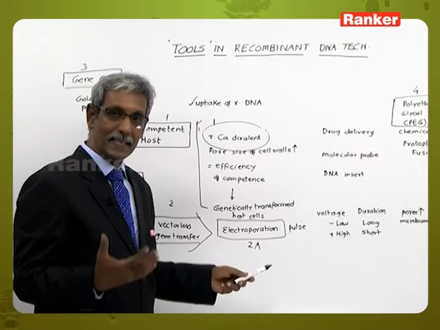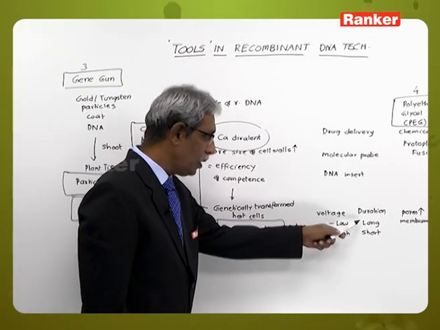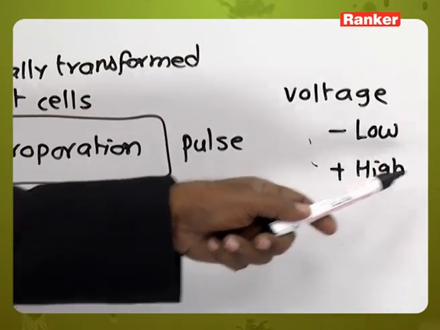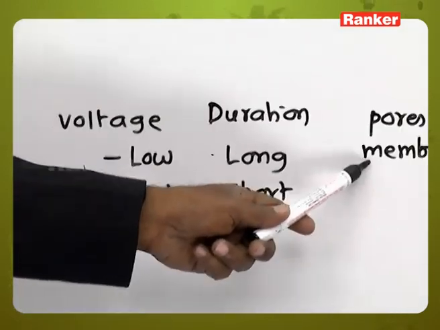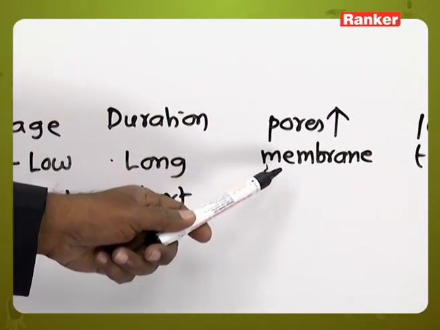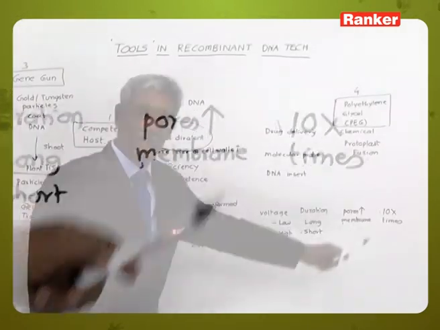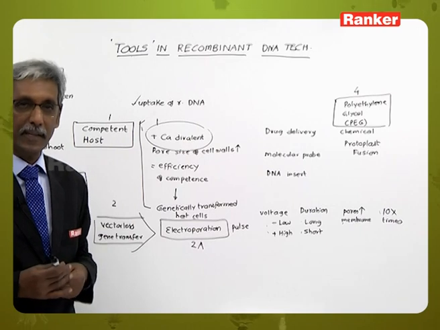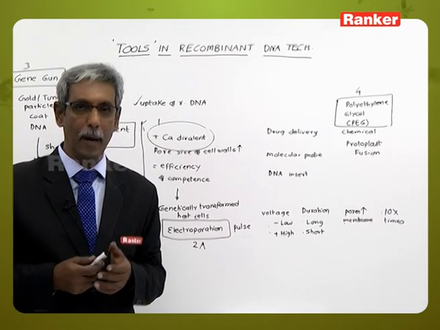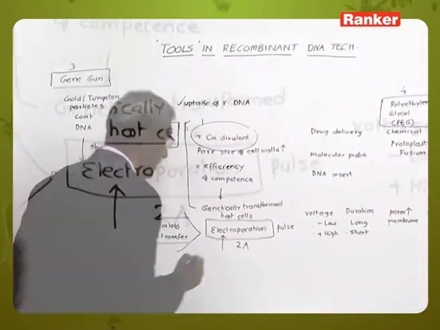So, if we take plant cells and we apply a low voltage for a longer duration, or in the second situation, a high voltage for a shorter duration, we increase the pore membrane space. When we increase the pore membrane space, the possibility of taking up a foreign DNA is 10 times higher than when compared to that of a vector. So, a modern technique for uptake of DNA is also the method of electroporation.